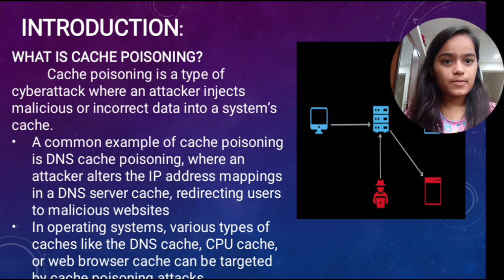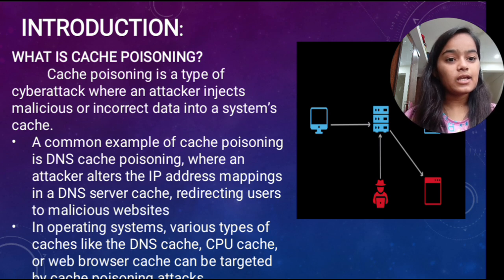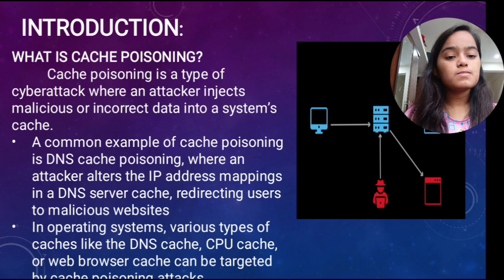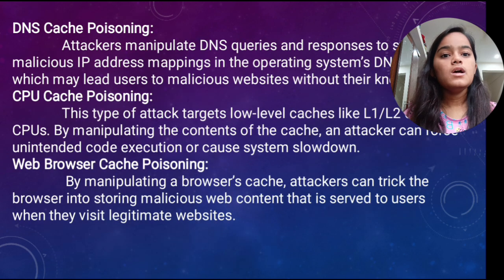What is cache poisoning? Cache poisoning is a type of cyber attack where an attacker injects malicious or incorrect data into a system's cache. A common example is DNS cache poisoning, where an attacker alters the IP address mappings in a DNS server's cache, redirecting users to malicious websites. In operating systems, various types of caches like the DNS cache, CPU cache, or web browser cache can be targeted by cache poisoning attacks. Next, let us move on to the types of cache poisoning.